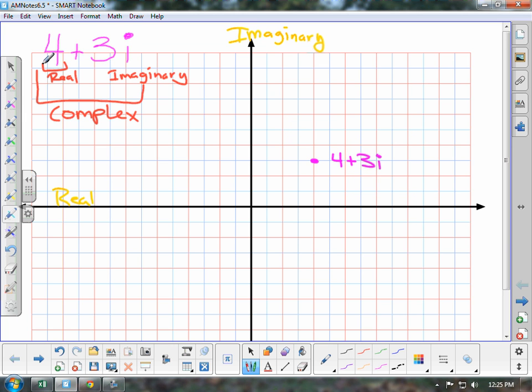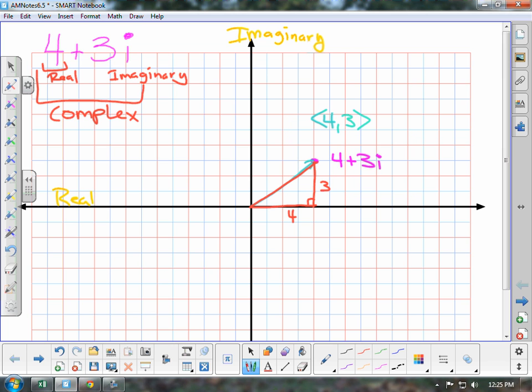Now, how does that relate to the things we've been doing so far? Well, if you draw this from there to there, that would be a vector 4, 3. If you make this, that would be a right triangle, where this would be 4, and that would be 3. And all of these things are related to each other.